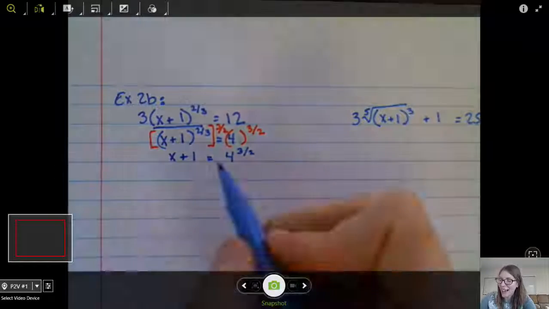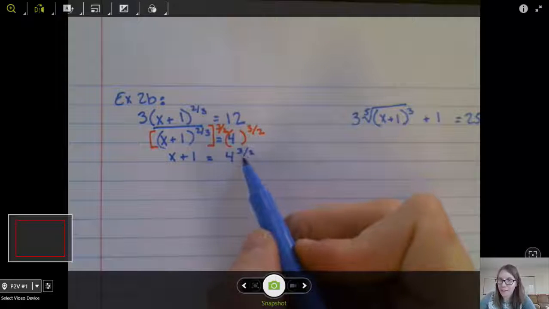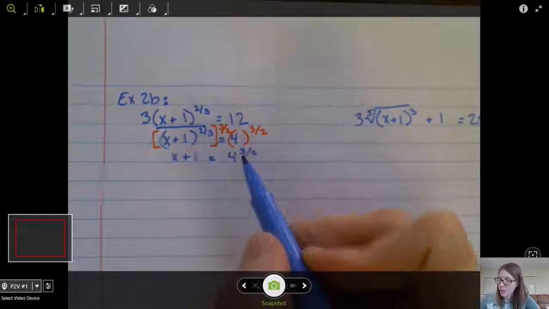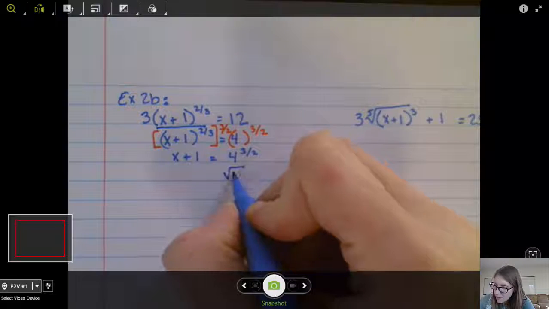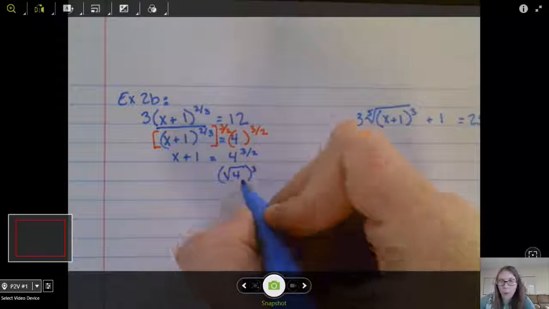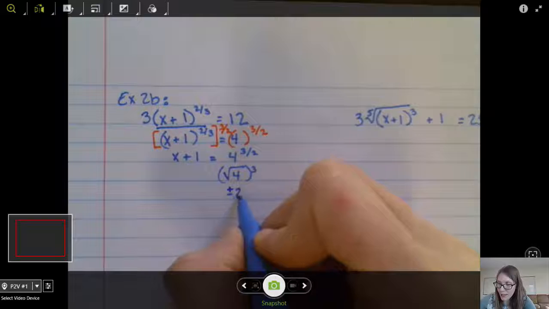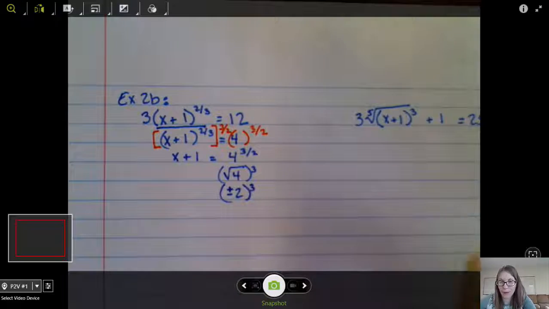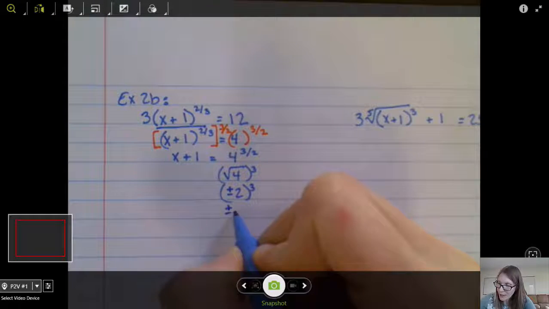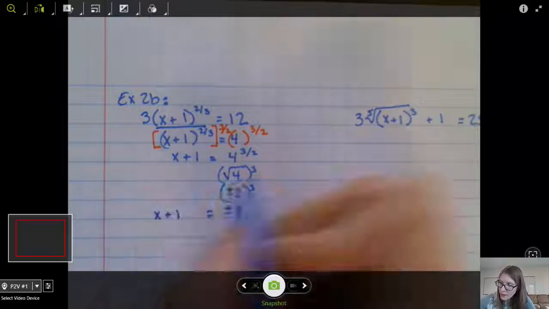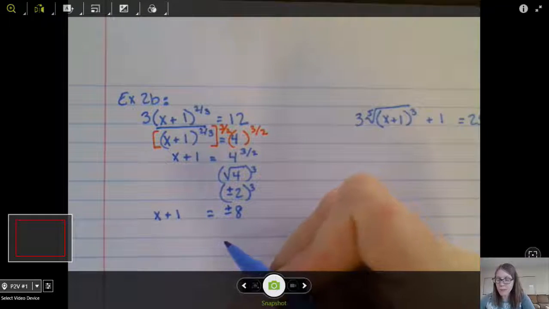Now again, I am taking the 3/2 power to each side. So that really means I'm taking the square root of 4 cubed. And we put that square root in our problem. So this is plus or minus 2 to the 3rd power, just plus or minus 8. So I really have x plus 1 equals plus or minus 8.